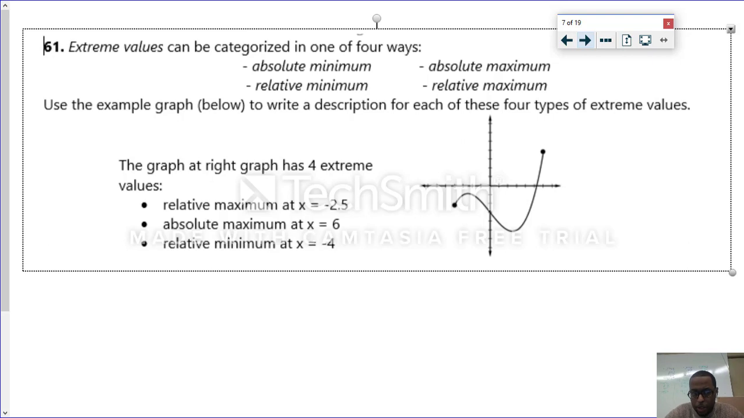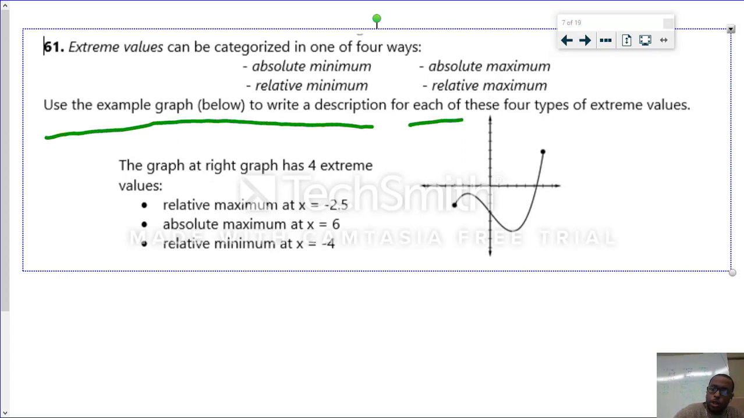We struggle a little bit with this with extreme values. So we have 4 extreme values. We have absolute minimum, absolute maximum, relative minimum, and relative maximum. So we gave you in the packet some examples to tell you which is which, okay? So in this case, we talked about the first one, which is the relative maximum at 2.5.